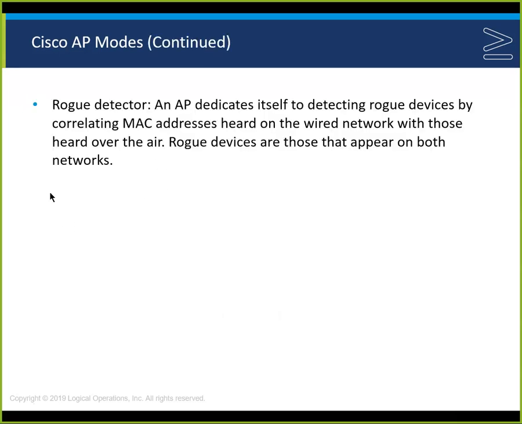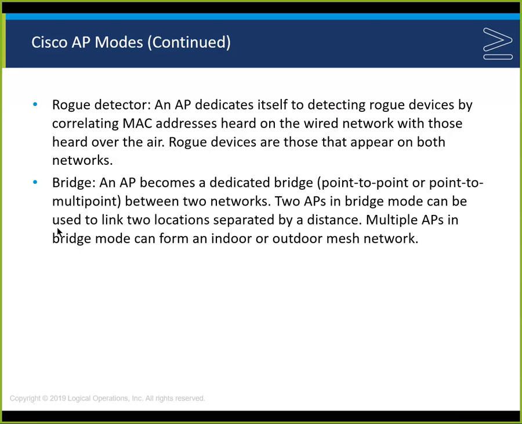Other modes: rogue detector, for detecting rogue devices. Somebody has put a device on our network that doesn't belong, trying to get us to connect to it in order to do one of those man-in-the-middle attacks, so that we'll send our information through their device instead of our bridge. Bridge: dedicated bridge, point-to-point connection, or point-to-multipoint between two networks. Two access points in bridge mode can be used to link two locations. It's dependent on the antenna and the power level that we have. How far can we go? We're linking two different networks together, like the outdoor mesh that we looked at. Typically, we're going to be linking two wired networks together.